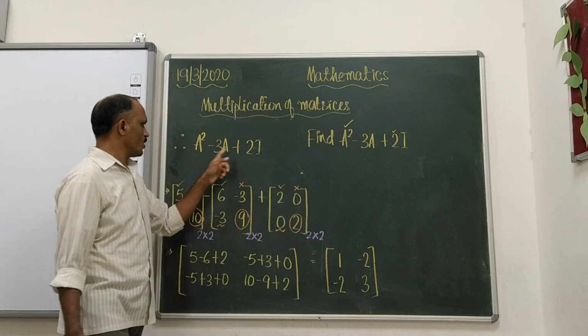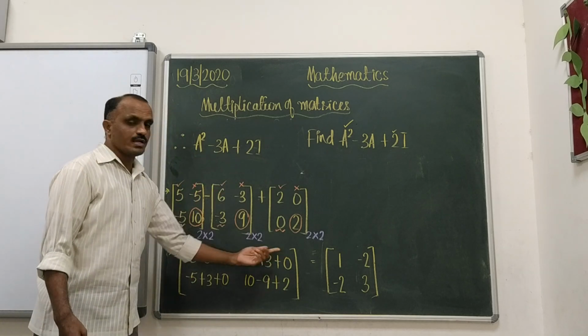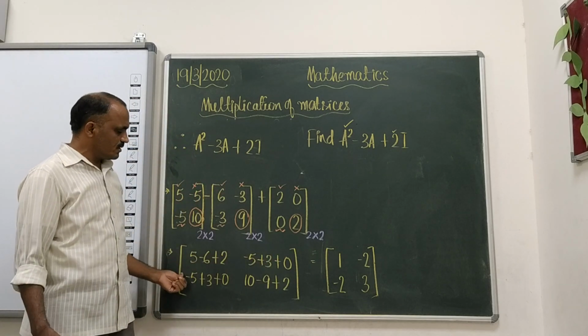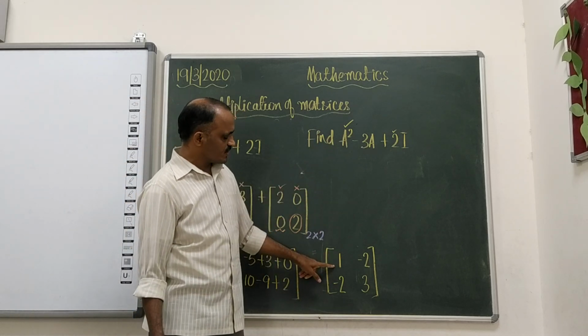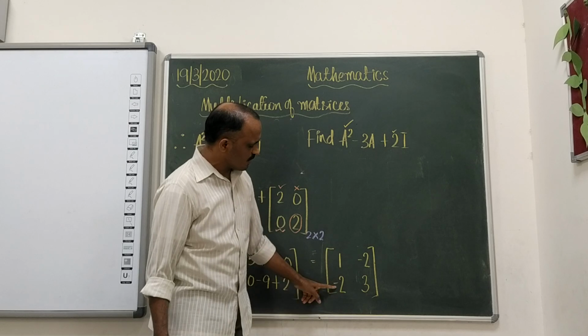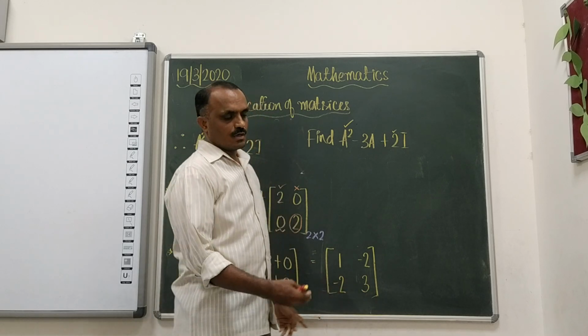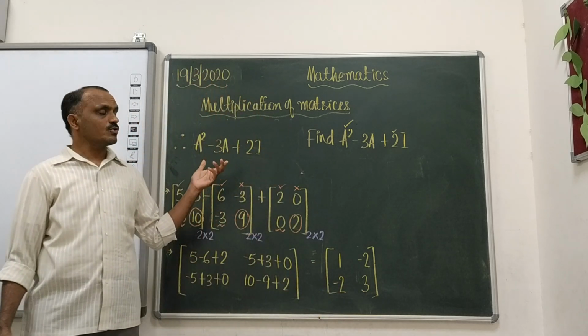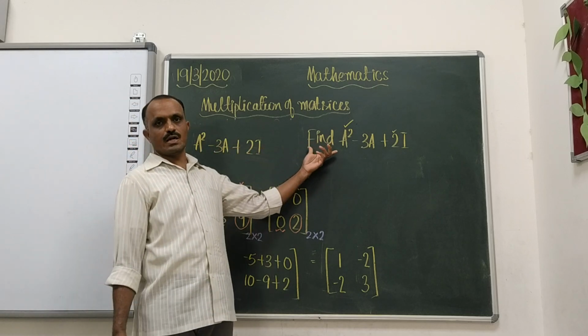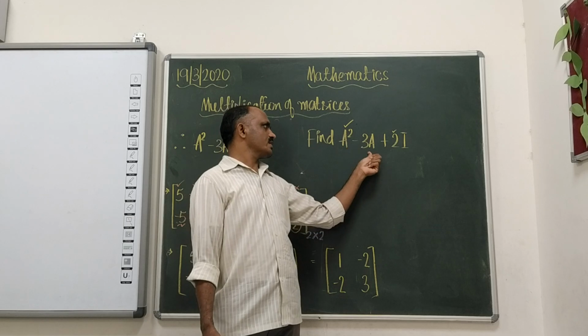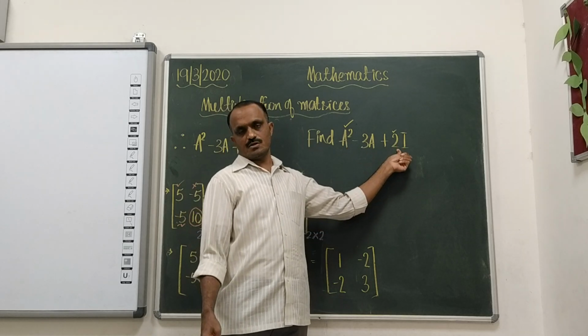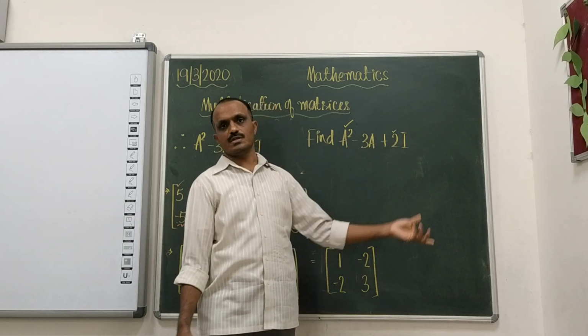Then we write all that and do our regular operations, addition and subtraction. Thereby we get the result for this expression as 1, minus 2, minus 2, 3. Now today we have learnt how to multiply matrices and how to find the solution for the given expression A square minus 3A plus 2I. Next class we will continue further. Thank you.